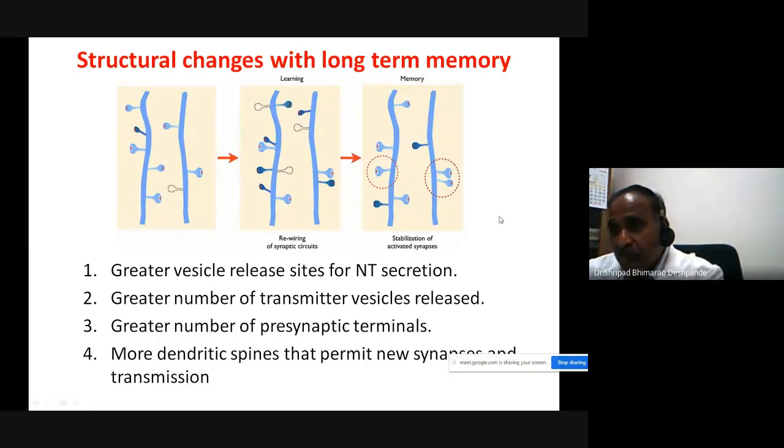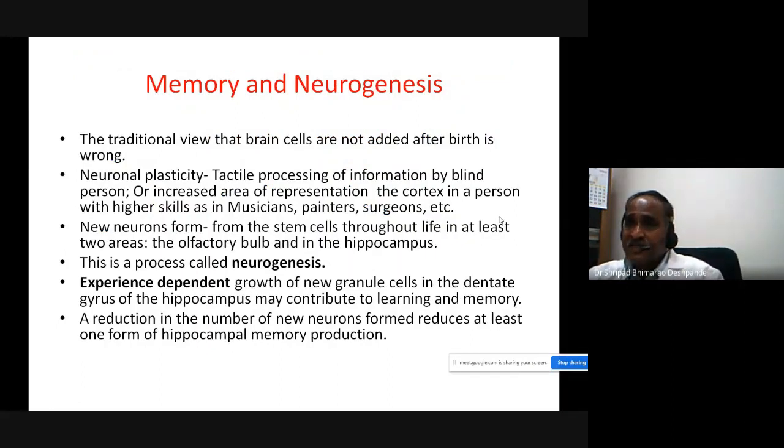Now we move on: memory and neurogenesis. The traditional view is that brain cells are not added after birth. That is what we believe. Now it is not true, because in certain areas of the brain there are neurons which are still able to divide. Especially new neurons could be formed from the olfactory bulb and some parts of the hippocampus. So these are the storehouse wherein new neurons are developed.